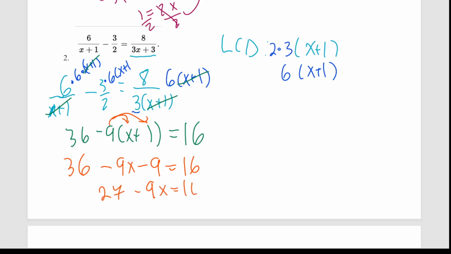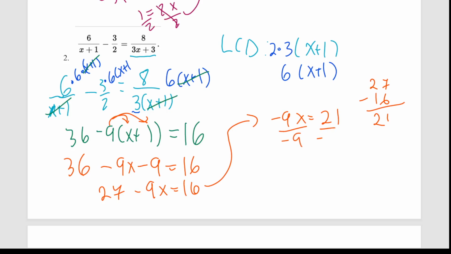Minus 9x equals 16. Keep on going. We want to subtract 27 from both sides, so we're going to get negative 9x is equal to, and I am blanking on 27 minus 16, that would be 21. And as a final step, we're going to divide both sides by negative 9.